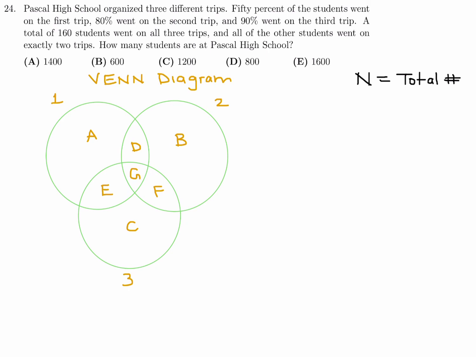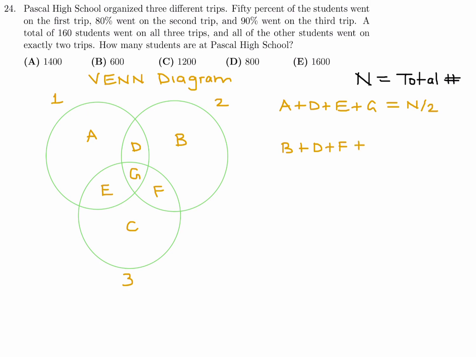So let's write this out in terms of algebra. A plus D plus E plus G is how many students went on the first trip, and that was half, 50%, so that's n over 2. Then we have B plus D plus E plus G.